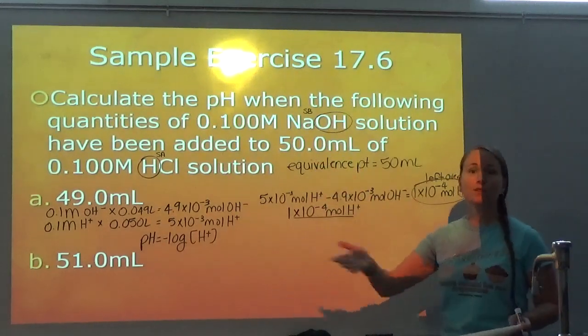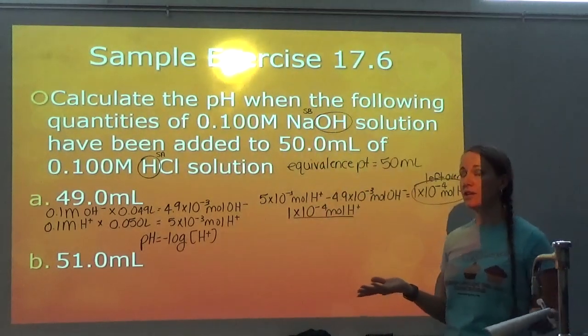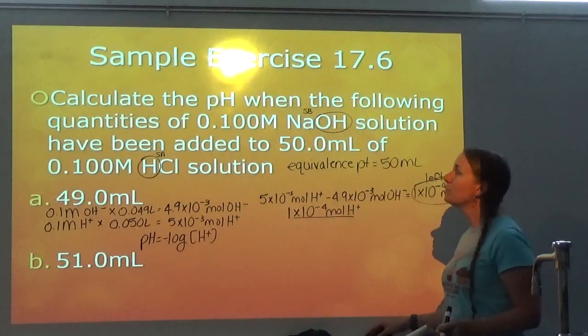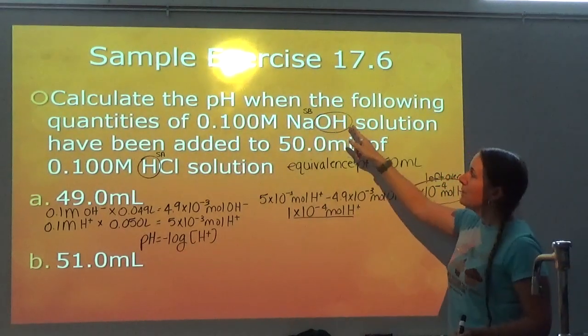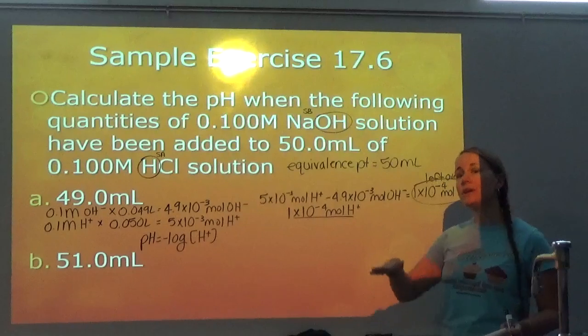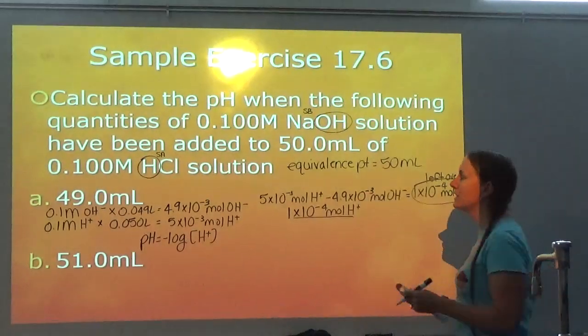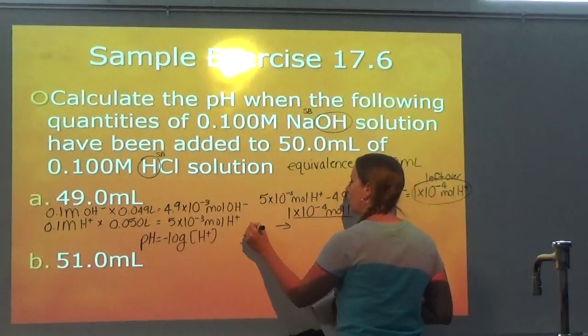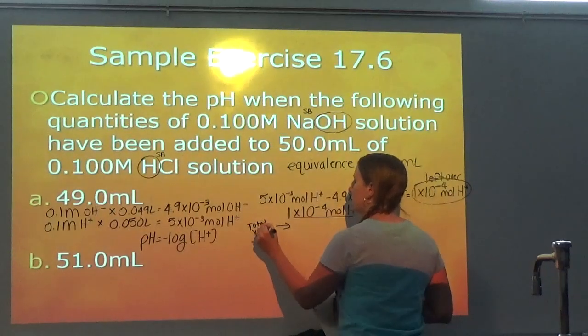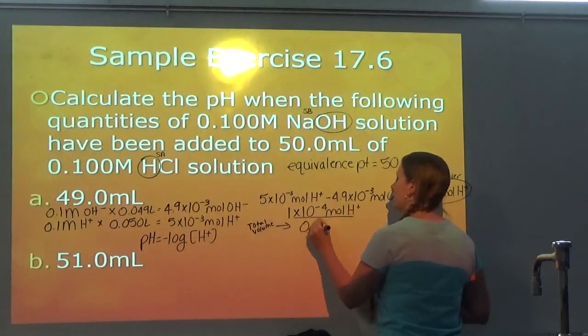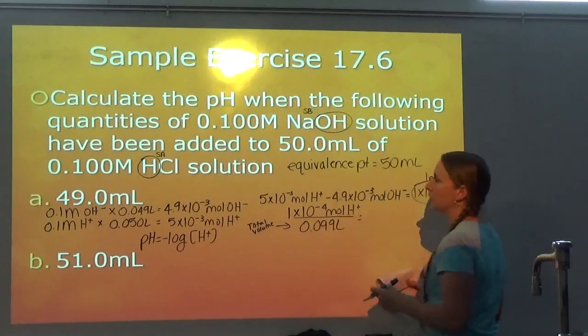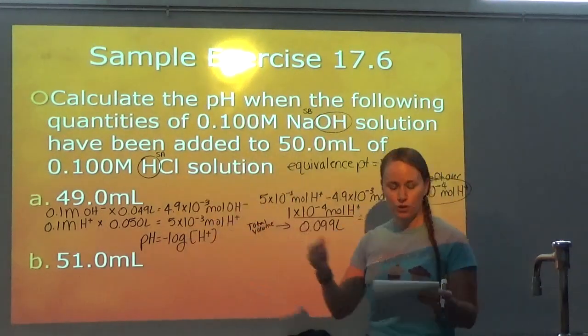Are we going to use 50? We're going to use neither of them. We have to add them together. Remember, what we have done is we have added this base to this acid, and as we add the base, the volume increases. So we actually put total volume on the bottom. So it ends up being 0.099 liters because I combined the 50 and the 49.